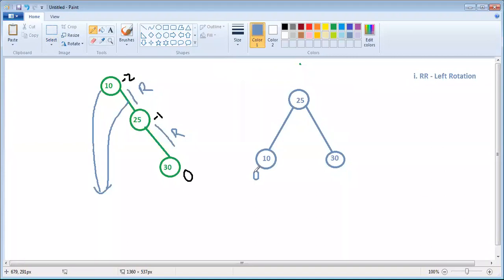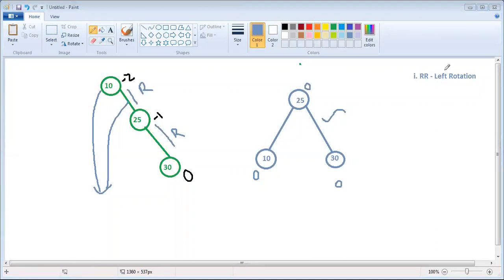Zero. What is the balancing factor of this node? Again 0. What about this node? 0, ma'am. Exactly, 0. So it is both a BST and also an AVL tree. AVL tree is nothing but a height balanced binary search tree. That's all.